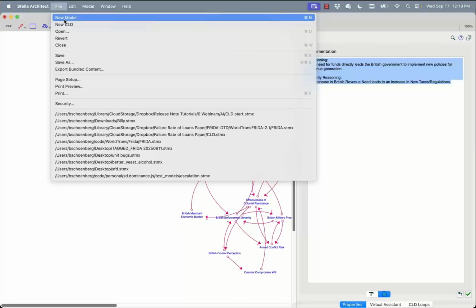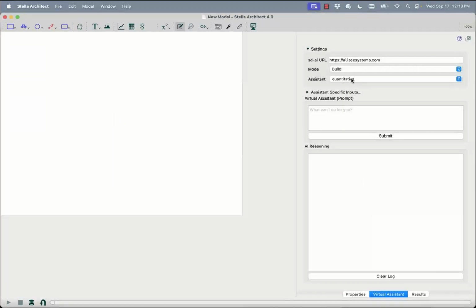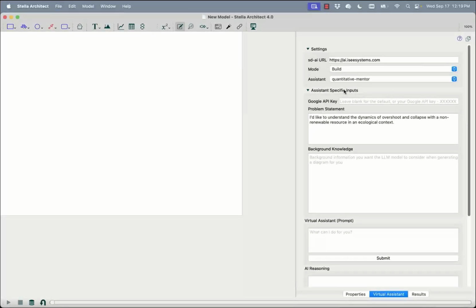So let's switch back to Stella and let's make a new model. We'll go to the virtual assistant, and now you see that we're talking to the quantitative engine. I'm going to switch to quantitative mentor so that we can see how the mentor asks us questions to expand our thinking. The problem statement that we're going to work with is one that I'm pulling in here. I'd like to understand the dynamics of overshoot and collapse with a non-renewable resource in an ecological context.